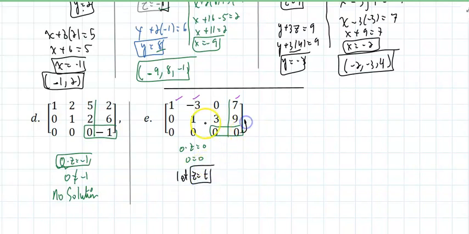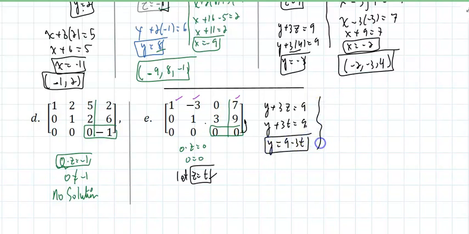Backward substitution. Doesn't this say y plus 3z equals 9? y plus, but we already agreed z is going to be t. So doesn't y equal 9 minus 3t? Very good. Well, go back one up. x minus 3y plus 0z equals 7. x minus 3, we know y is 9 minus 3t. If there was a z, I would have put that in there, but there isn't.